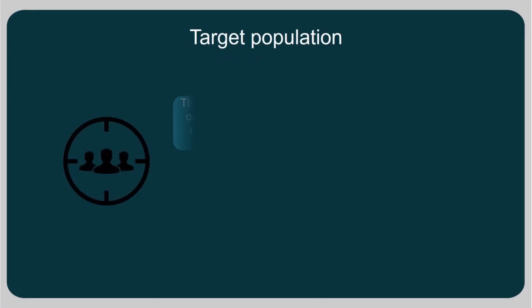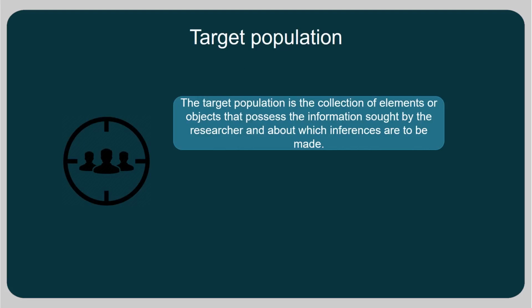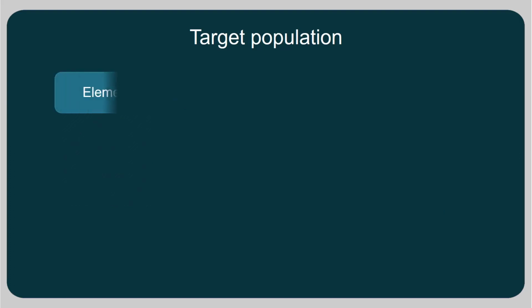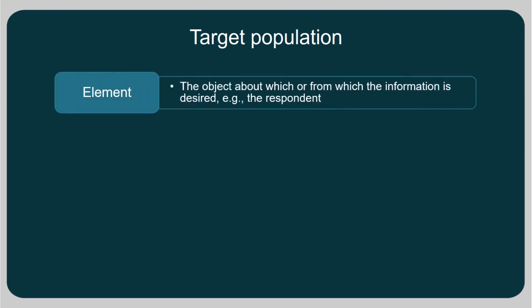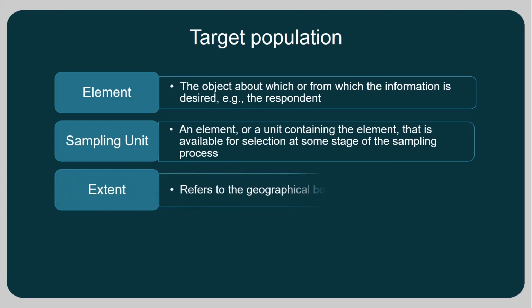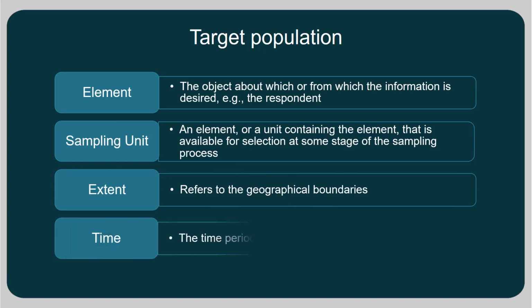Step 1. Define the target population. The target population is the collection of elements or objects that possess the information sought by the researcher and about which inferences are to be made. The target population should be defined in terms of elements, sampling units, extent and time. An element is the object about which or from which the information is desired, for example, the respondent. A sampling unit is an element or a unit containing the element that is available for selection at some stage of the sampling process. Extent refers to the geographical boundaries and time is the time period under consideration. So, this consists of step 1.